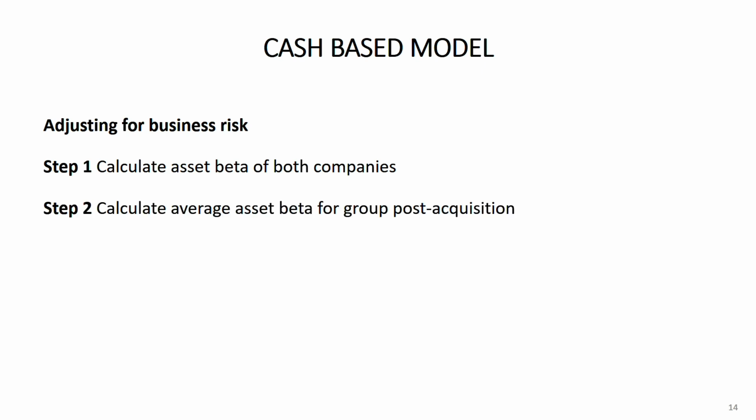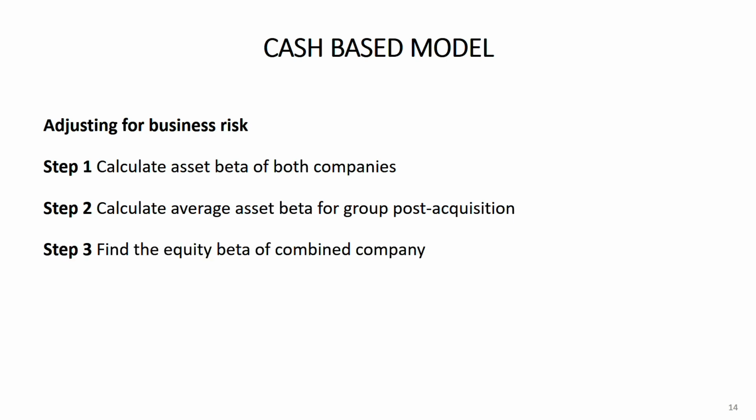Next, calculate the average asset beta for the group post acquisition. Now it's one company, so for that you have to find one asset beta only. Post acquisition means one combined company after acquisition. The two come together. So for that company you have to find only one asset beta, the average asset beta.